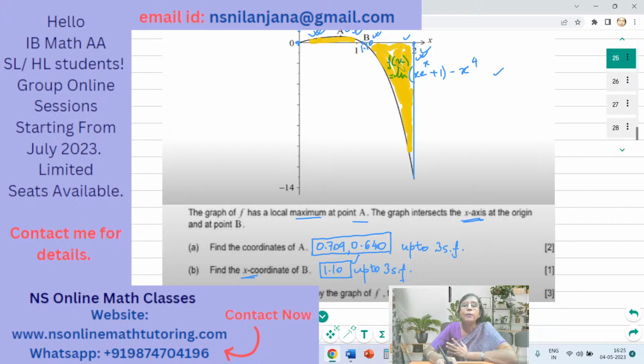But area cannot be negative. You will be getting a negative value because it is below the x-axis. So you cannot take the area value as negative. Therefore, you will just disregard the negative sign. You will be just taking the modulus, the magnitude of the value that you are getting, just the positive one. And you will be adding these two to get the total area. This is one way. Okay, so let me write it.